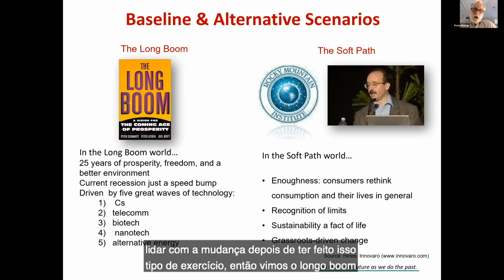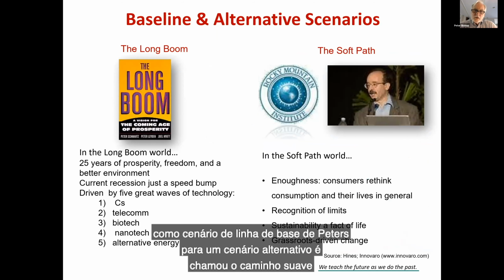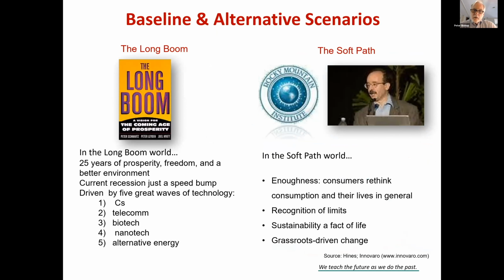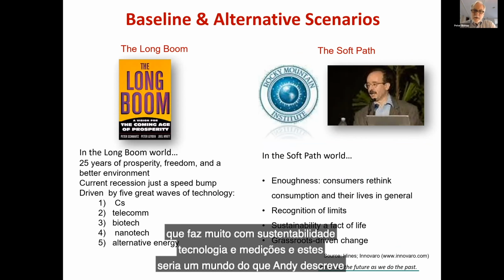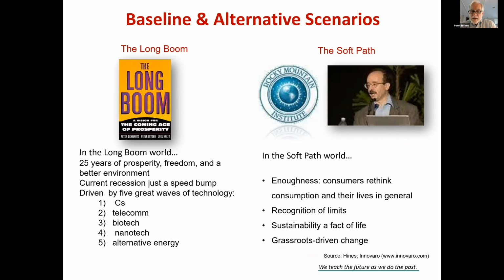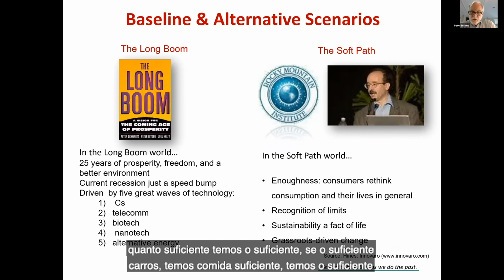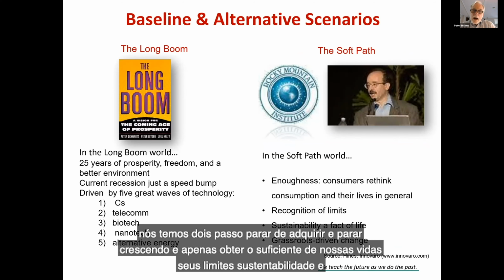So we saw the long boom as the baseline scenario from Peter Schwartz. An alternative scenario is called the soft path. This gentleman, his name is Amory Lovins. He runs an institute in Colorado, which does a lot with sustainability, technology, and measurement. And this would be a world of what Amory describes as enoughness. We have enough. We have enough cars. We have enough food. We have enough. We have to stop acquiring and stop growing and just get enough of our lives.